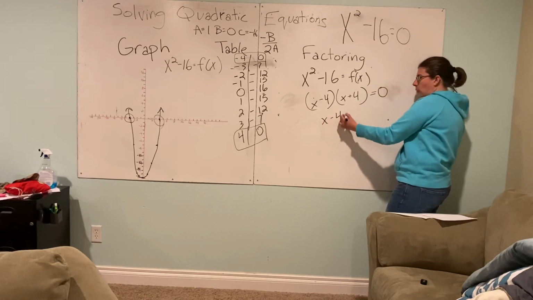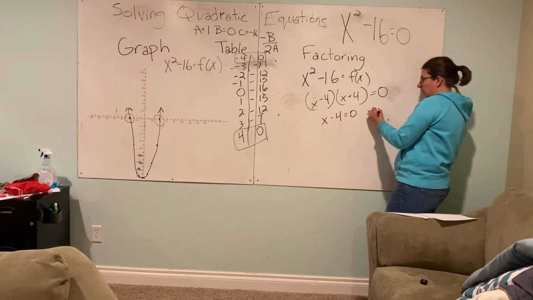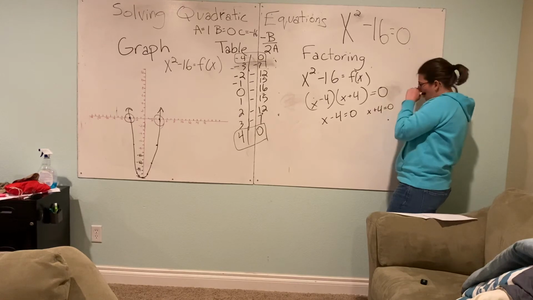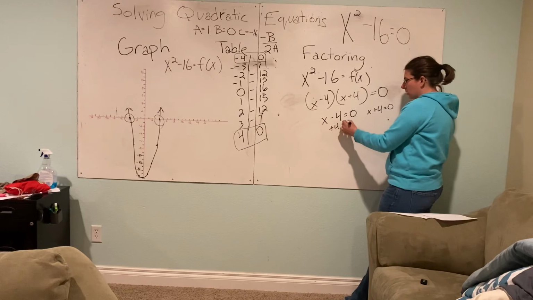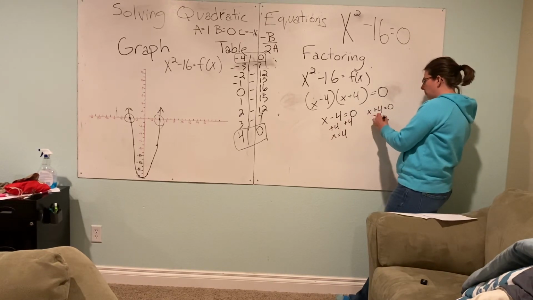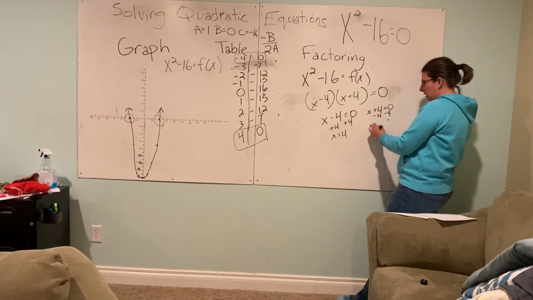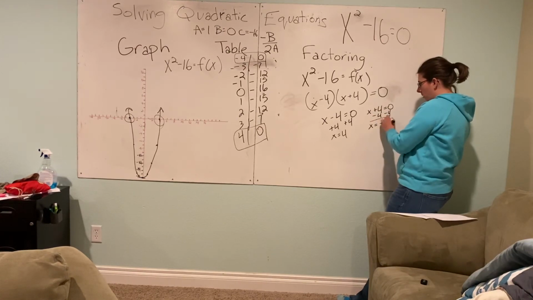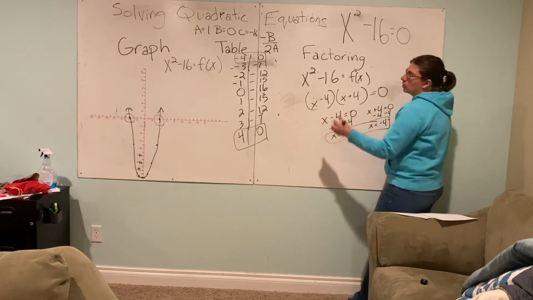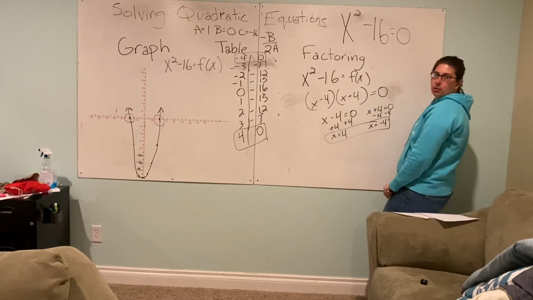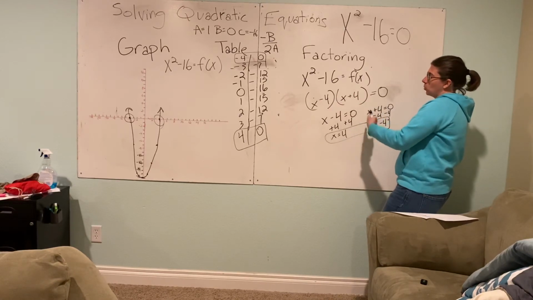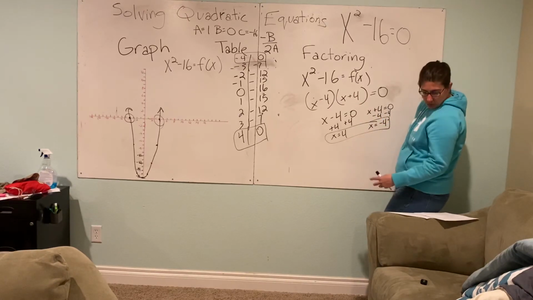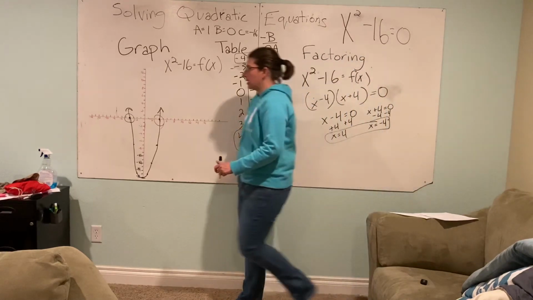So x minus 4 equals 0. X plus 4 equals 0. These are one-step equations that we're going to solve. So we're going to add 4 to both sides. X equals 4. Here we're going to subtract 4 or add -4. X is going to equal -4. So when you're finding the zeros, when you're solving the quadratic equation, there's different ways you can do it. You can graph it, you can use the table, or you can use factoring. There's 3 different methods for you to use, okay?